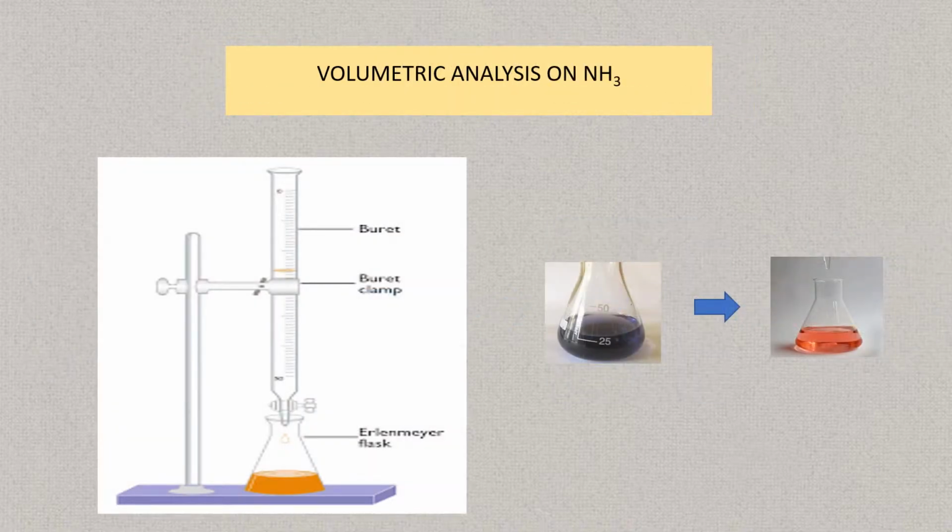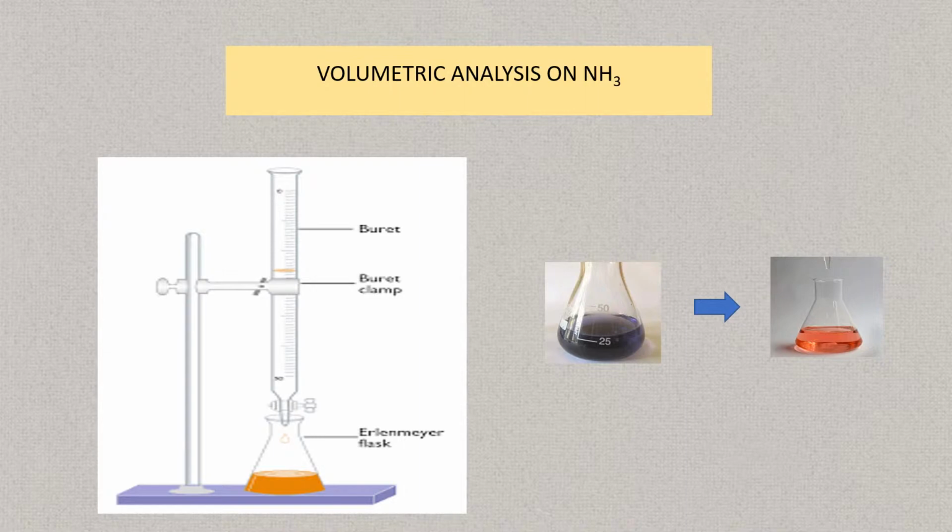Next is volumetric analysis on NH3. Accurately weigh 2 samples of the crystal prepared in Part A. Analyze the sample with the following procedure. The sample is dissolved in 30 ml of distilled water in a conical flask. Then 10 drops of methyl orange indicator are added into the solution and it is titrated with 0.5 molar HCl. The color will change from dark blue to reddish orange at the end point.